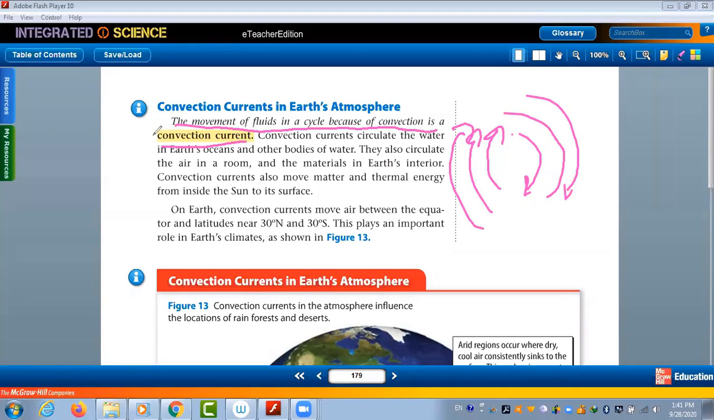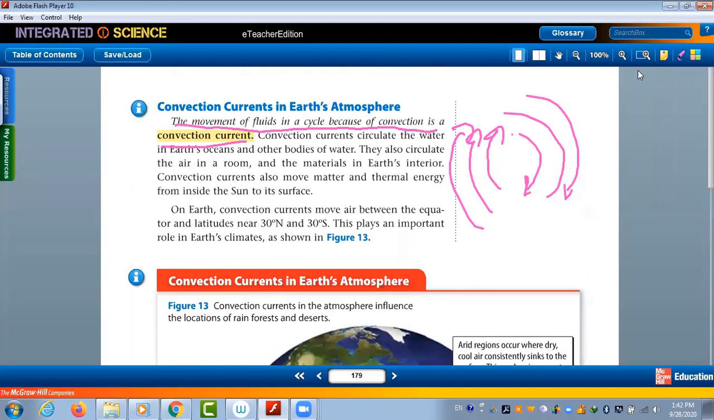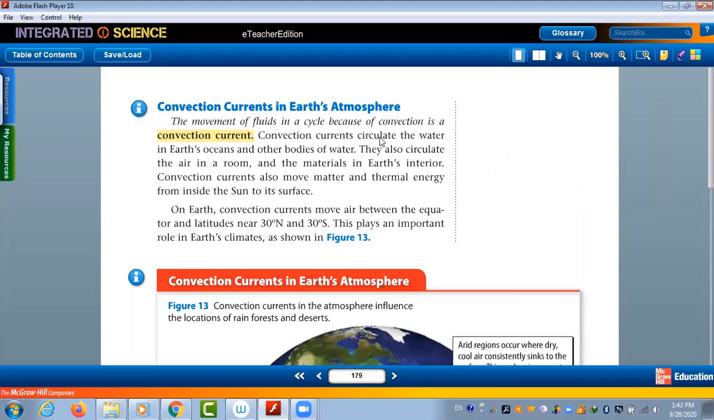Okay, so we call them convection currents. Now the other part: do convection currents happen in our daily life? Yes, we have many examples here in this paragraph. They give us different examples about convection currents. Convection currents circulate the water in the oceans.